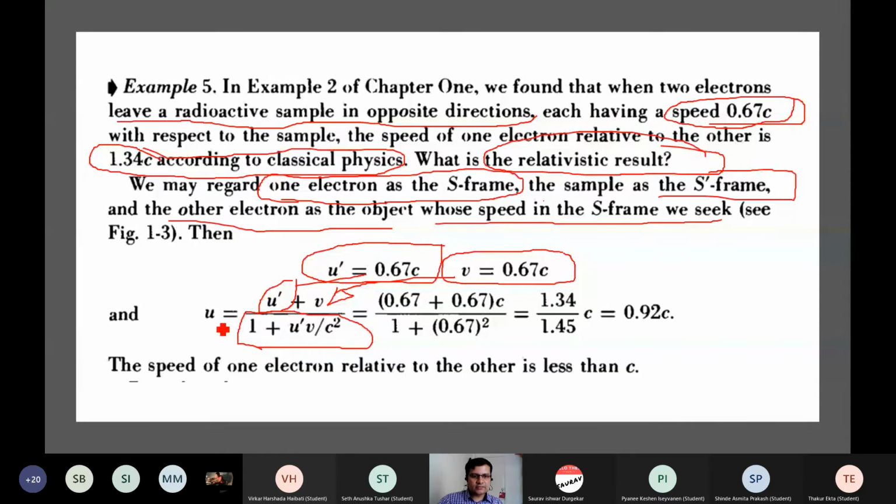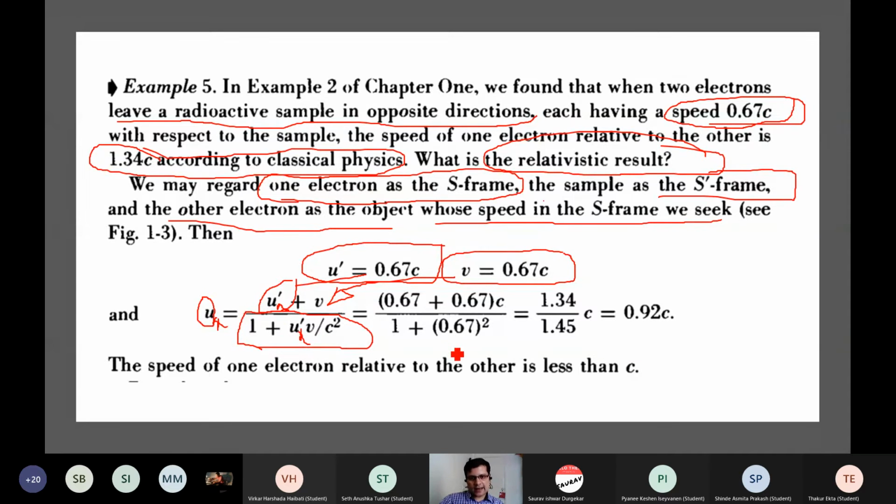You can ask me, sir, that time it was vx, now why are you writing u over here? It's just for understanding, the resultant component. Since we are considering only the x direction, you can write u suffix x also, but at that time it was u suffix x prime. Just remember the relativistic addition law is always expressed as ux equals u prime plus v divided by 1 plus u prime times v divided by c square.